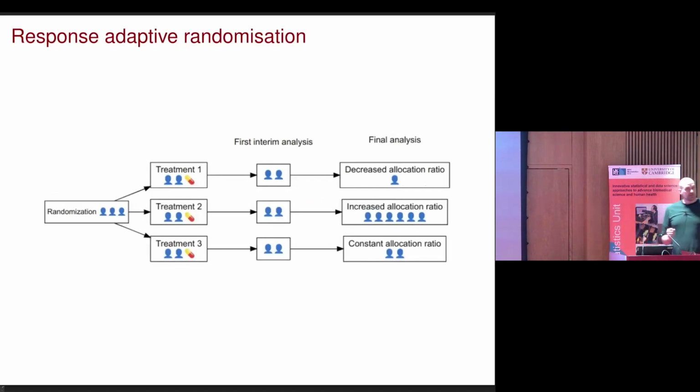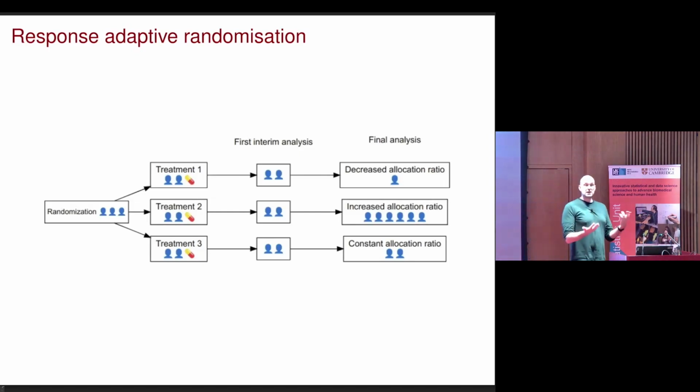Final design that my whistle-stop tour is going to talk about is response adaptive randomization, which is the idea that I use the data that I have observed to alter how likely it is for future patients to get a particular treatment. So here in my illustration, I start off with 3 treatments.